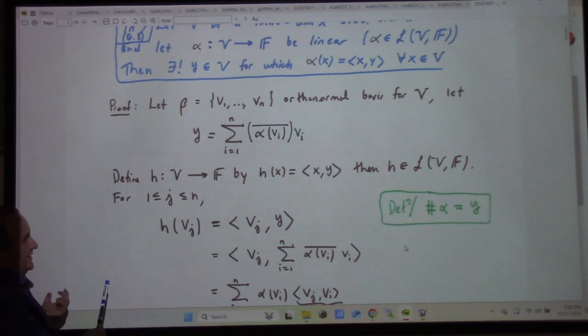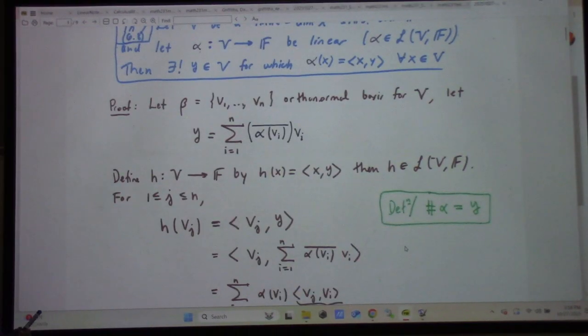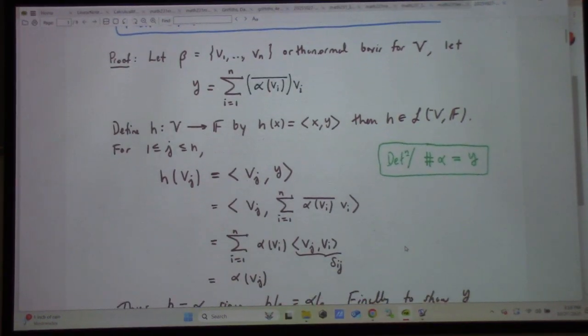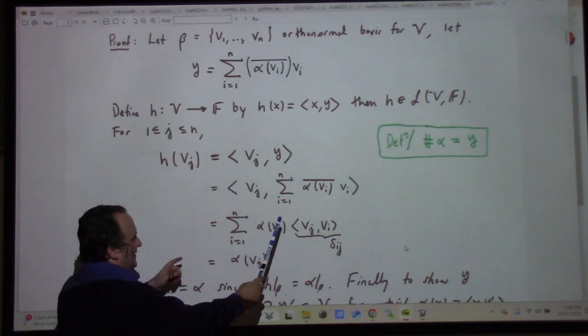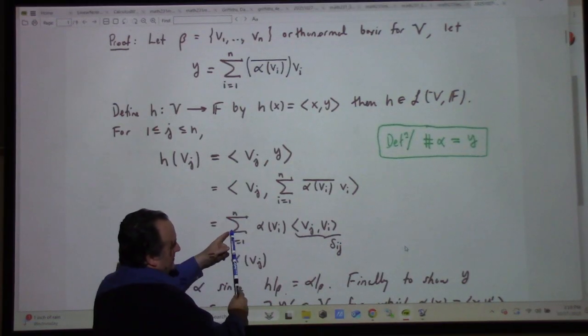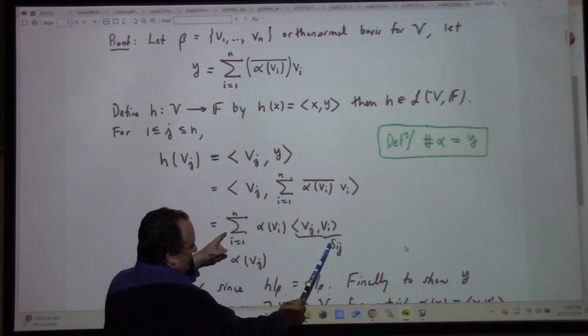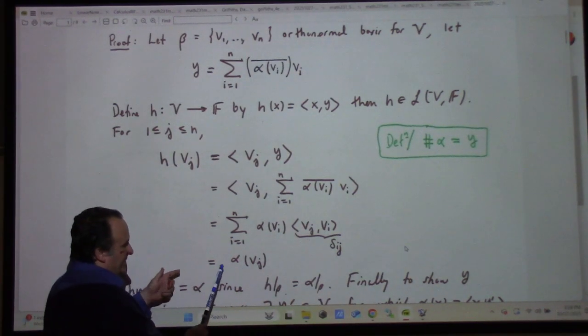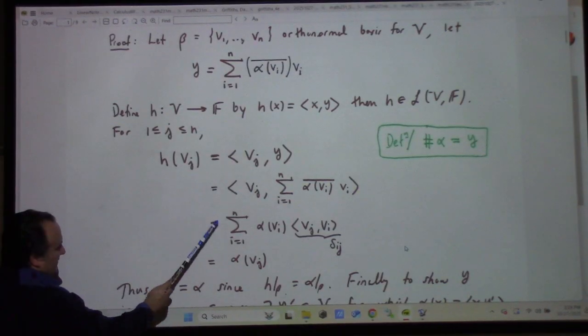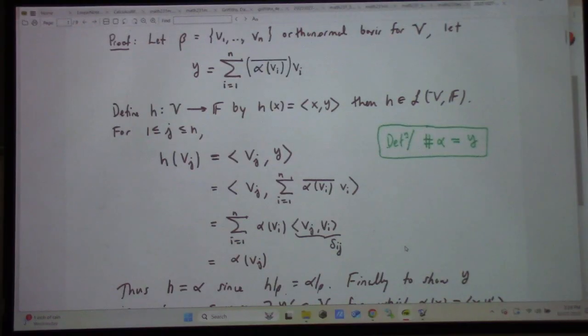So if we look at h on the basis, vj, that's the inner product of vj with y, by construction, which is how we constructed y. Then, as we proved, we pull out the constants from the second slot, it conjugates, and conjugates again. We assumed that the basis is orthonormal, so that's the Kronecker delta, which collapses this finite sum, leaving us with just the jth term. And so there you have it: h of vj is equal to alpha of vj, which means that these two functions agree on the basis, and they're also linear. So it follows that h is equal to alpha.